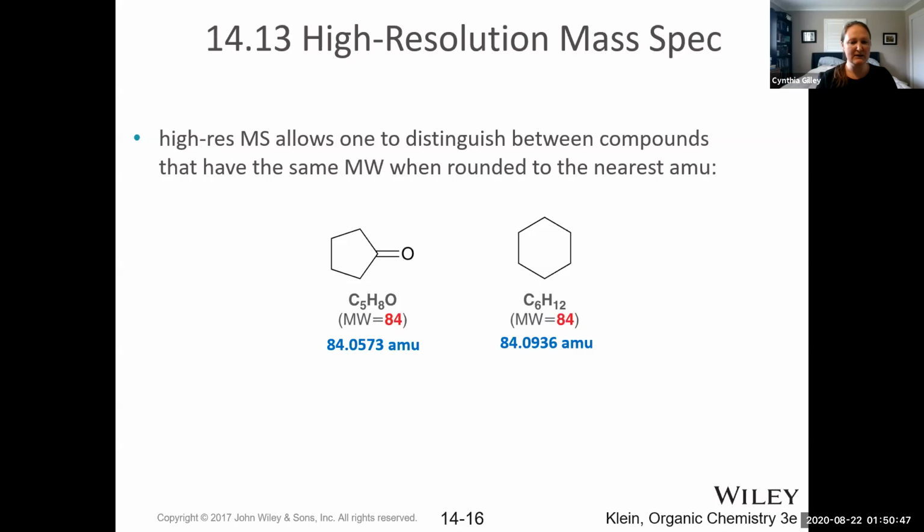But if we had a high resolution mass spec, we would know to 4 decimal places. We would actually be able to distinguish the 2 masses, and we would know whether we had C5H8O or C6H12.